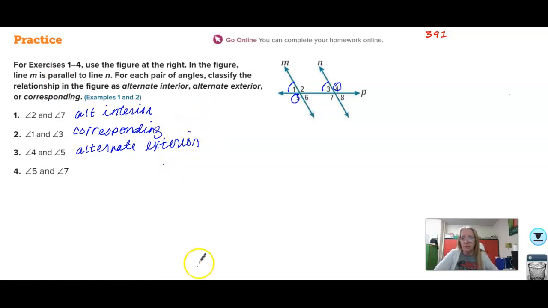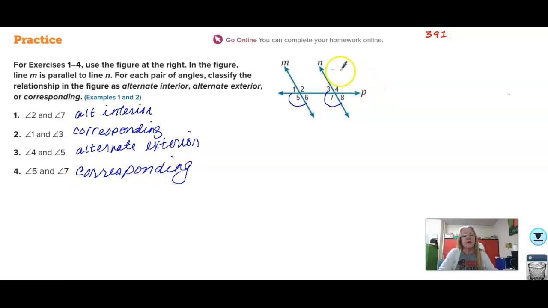Okay, and lastly, let me clean this up a little bit because I'm making a mess over here. Lastly, we have 5 and 7. So this is 5 and this is 7. All right, 5 is the bottom left, 7 is the bottom left. So these are corresponding angles. Let's see if I can write better now. That's a little bit better.